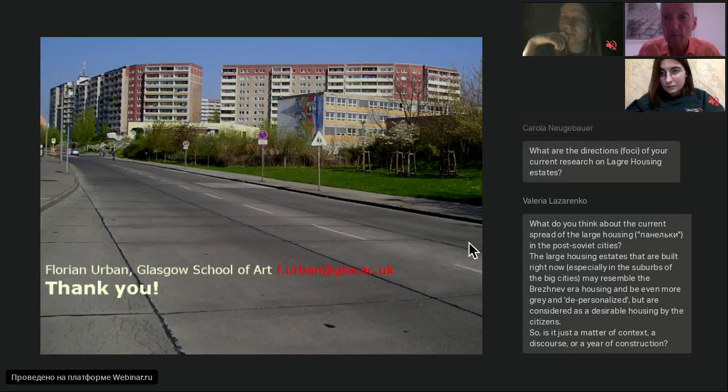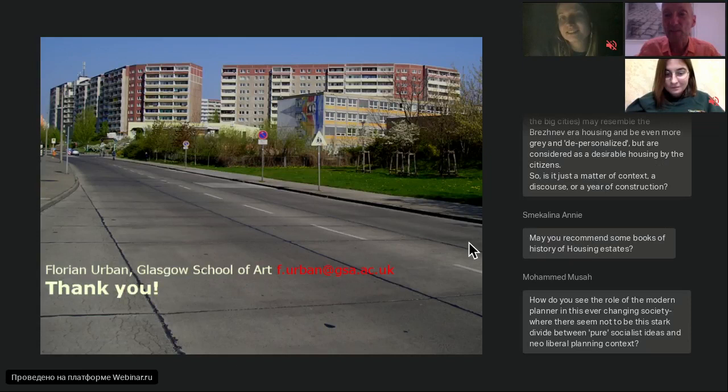If you have homelessness, then it's better to build a panel building than to build nothing. If I have a choice, then I would probably not build panelki. If I am building panelki, I would make sure that they are developed according to the context, that there is a certain flexibility, that there is mixed use in the neighborhood, that there is good public transport, and so on.